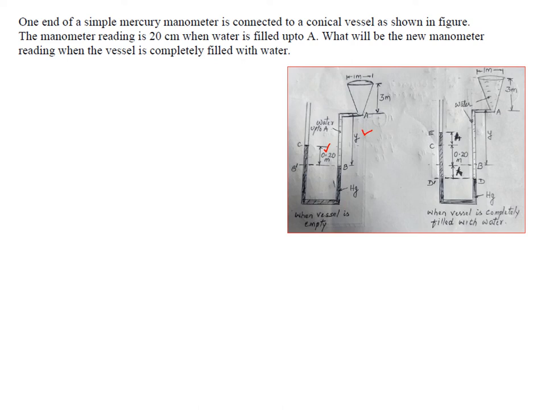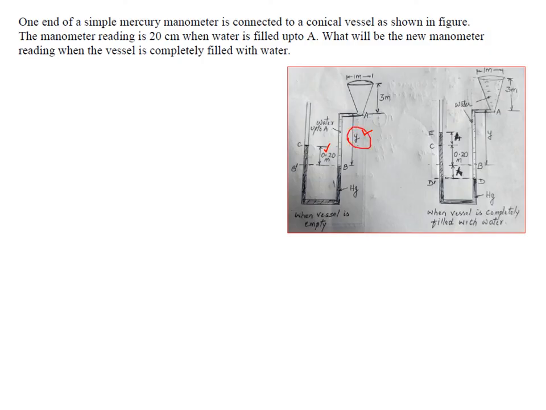Okay, now you know that it is exposed to atmosphere, so pressure here will be 0. As it is one continuous liquid, the pressure at B dash has to be equal to the pressure at B. By doing this you can find out this answer y.